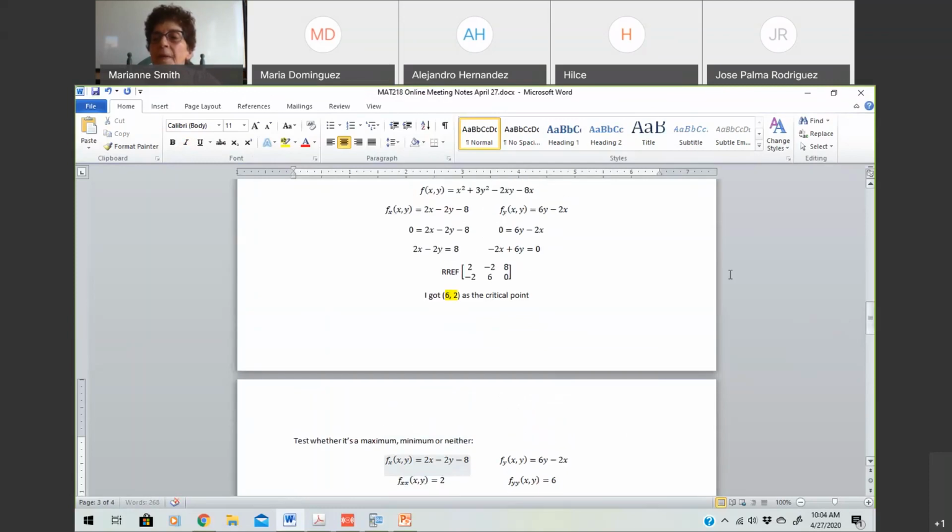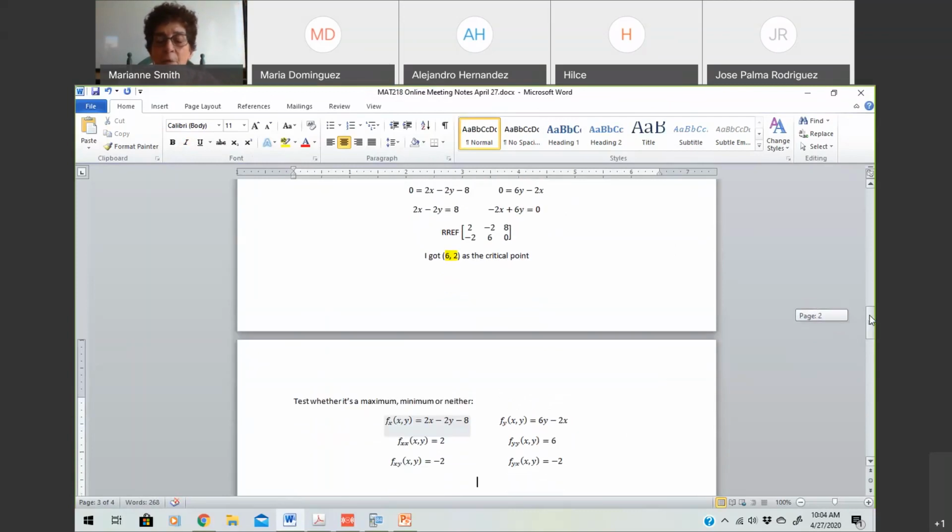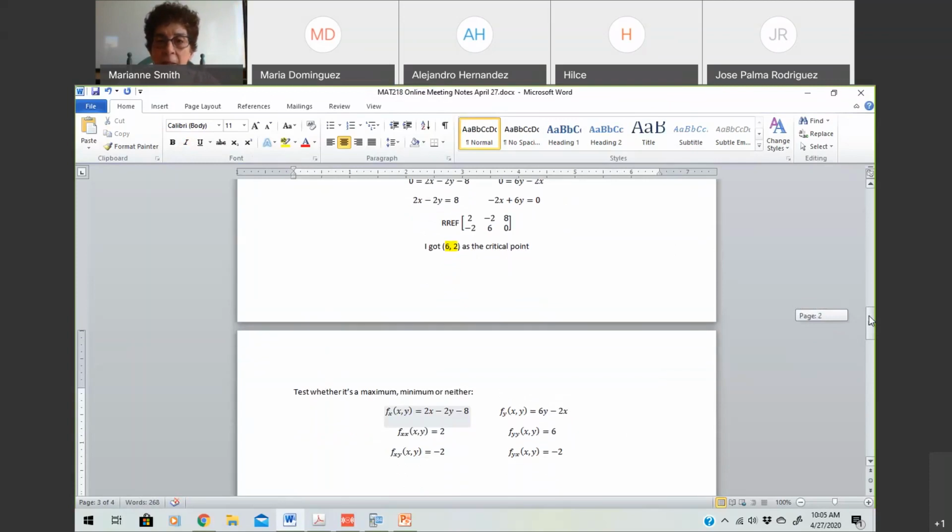Yep, x is 6 and y is 2. That's correct. Now you've got to figure out, does 6, 2 on the floor give you a valley, does it give you a mountaintop, or does it give you a saddle? So you need to build the discriminant. Before you do that, you need to find the second derivatives. That's what I'm doing here.